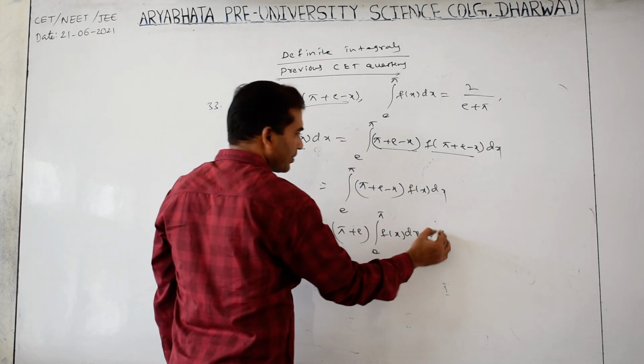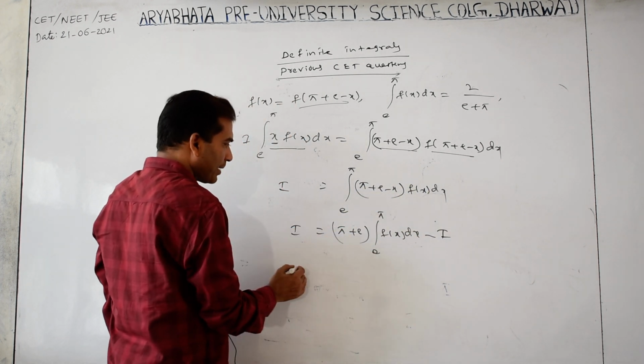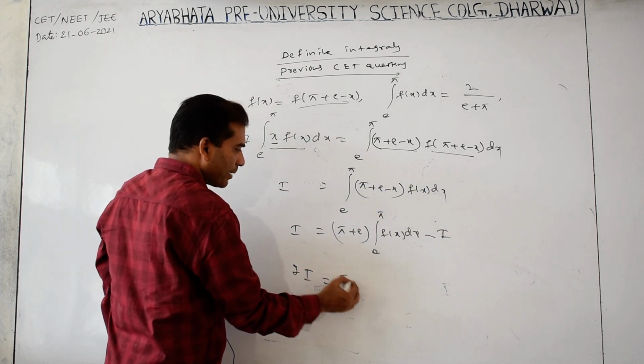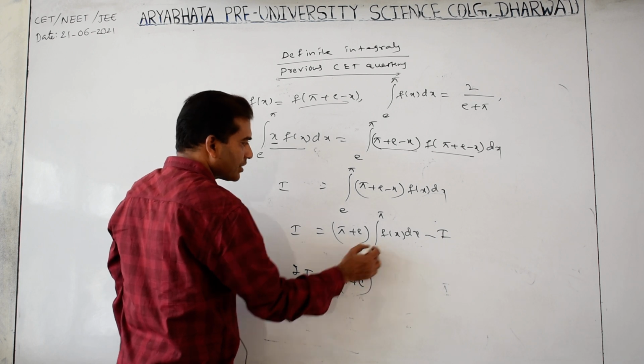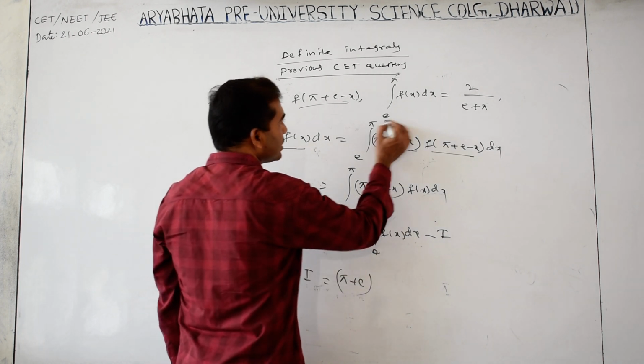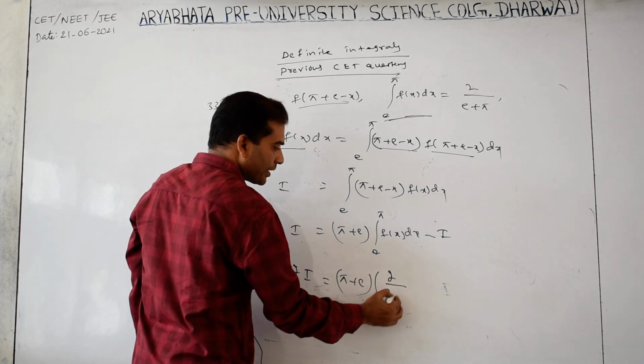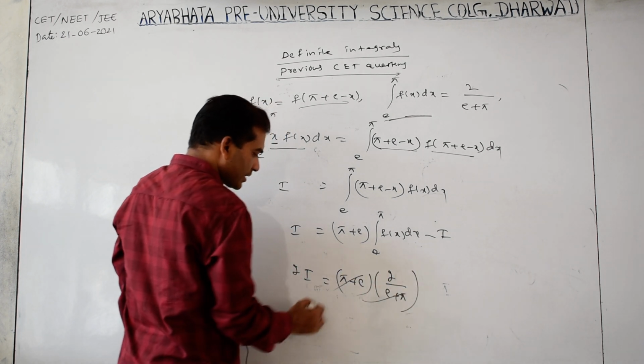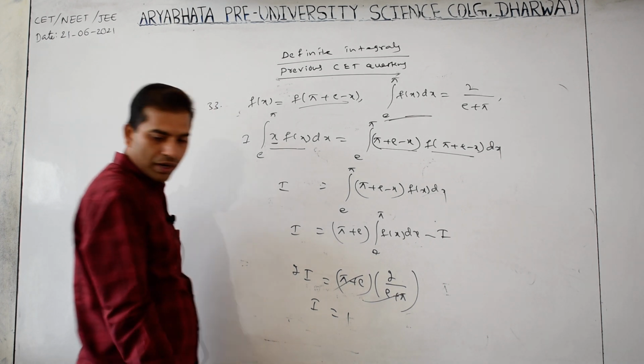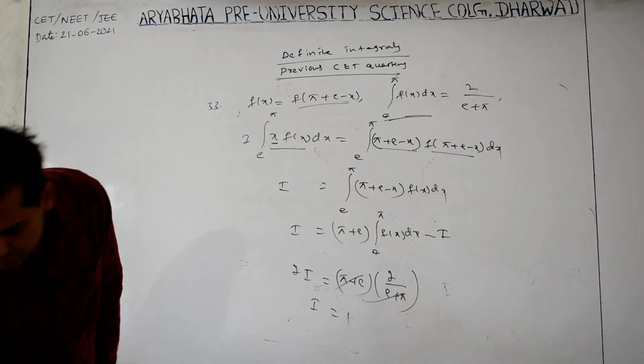This is I. Transpose this side: I plus I, 2I, equals pi plus e times integration of e to pi f of x dx, whose value is given. How much? 2 by e plus pi. This gets cancelled. I is equal to 1.